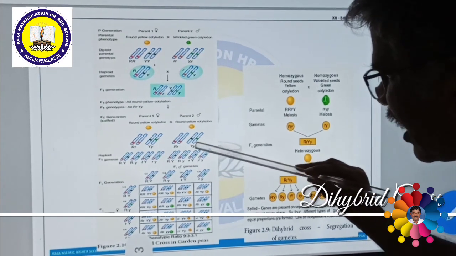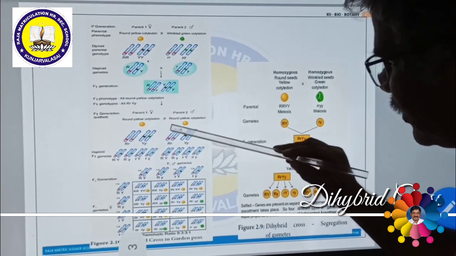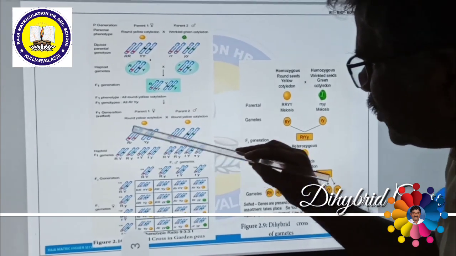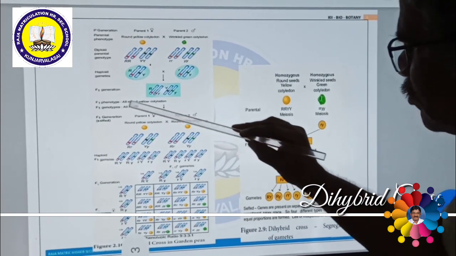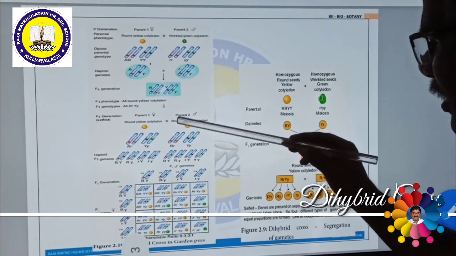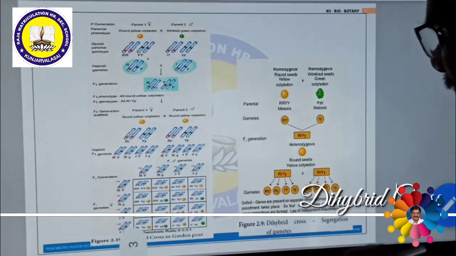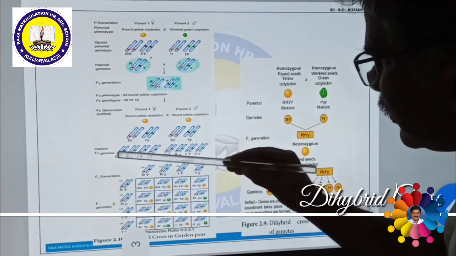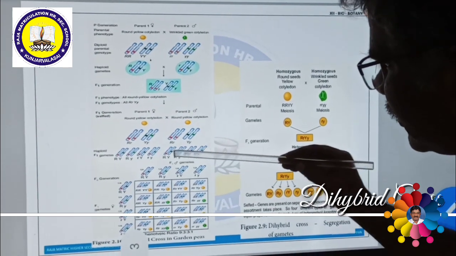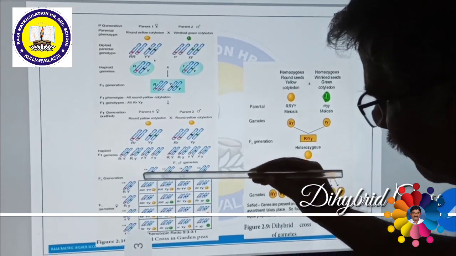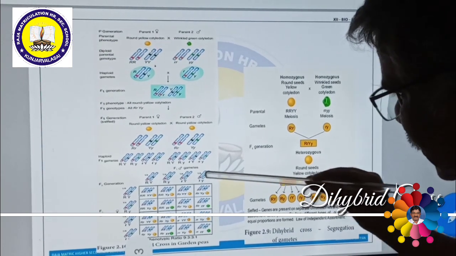So 4 gametes are produced by the male parent, and 4 gametes are produced by the female parent. These are self-crossed in the F1 generation. If you self-cross, we can get 16 progeny in the F2 generation. For example, these are female gametes, these are male gametes. We can write female gametes this side, male gametes this side.